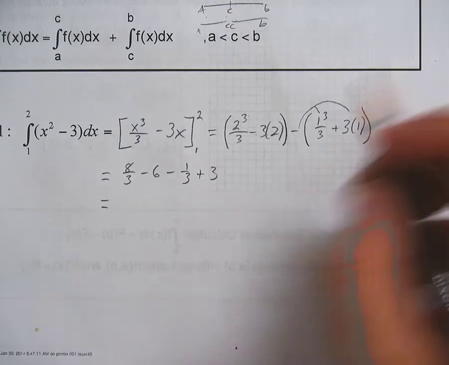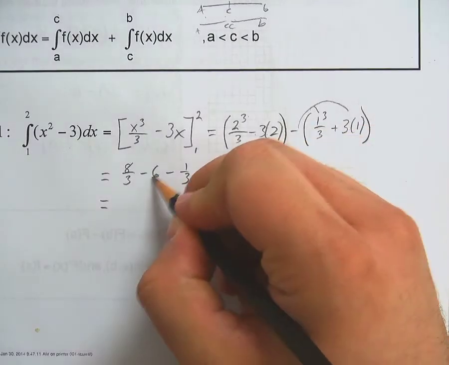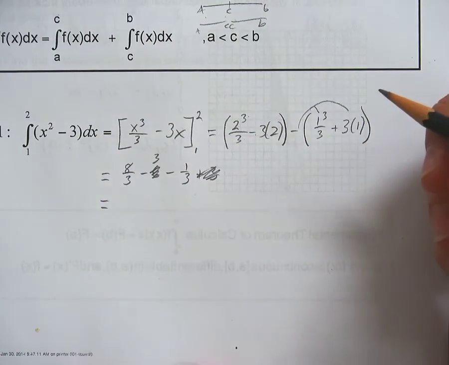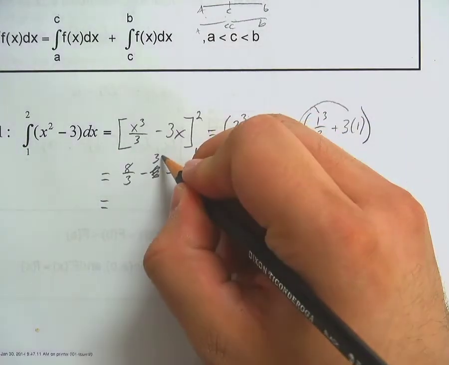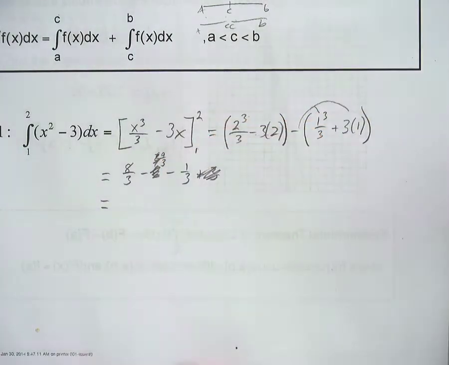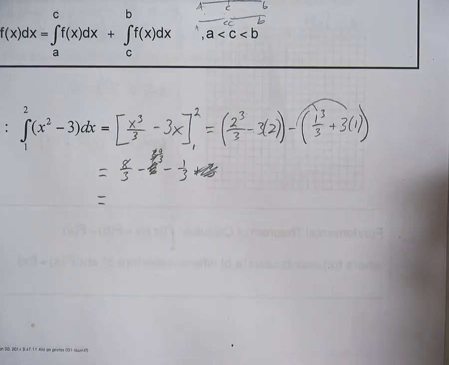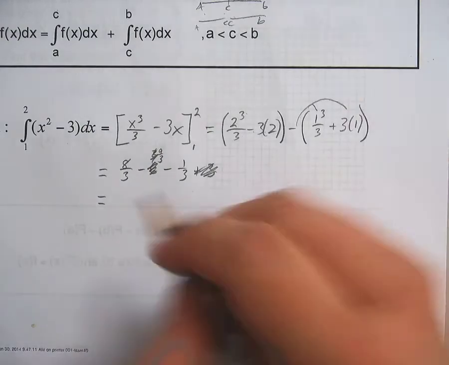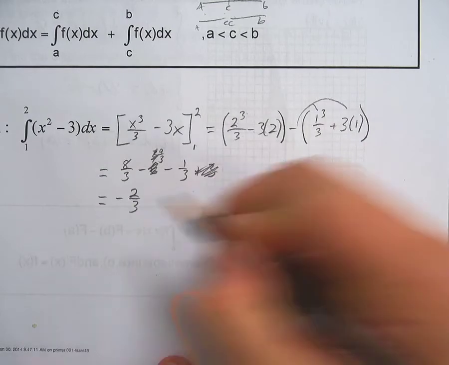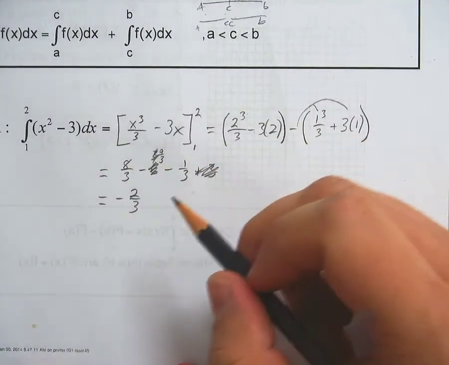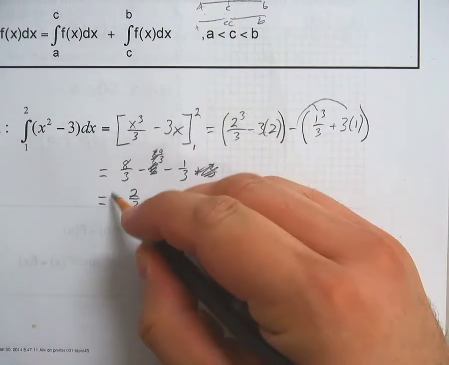Let's see, this will be minus 3, call that 9/3. 8/3 minus 9/3 is negative 1/3, minus 1/3 is negative 2/3. If that just confused you, pause the video and work it out. So check this out here.